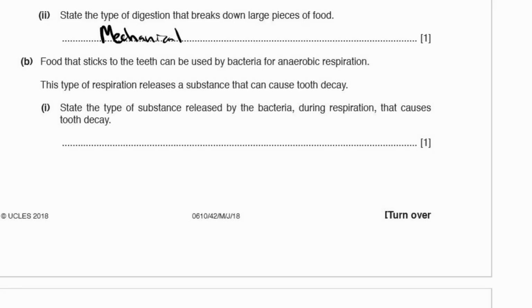Mechanical digestion. B. Food that sticks to the teeth can be used by bacteria for anaerobic respiration. This type of respiration releases a substance that can cause tooth decay. 1. State the type of substance released by the bacteria during respiration that causes tooth decay. And the type of substance, not the actual substance, is an acid.